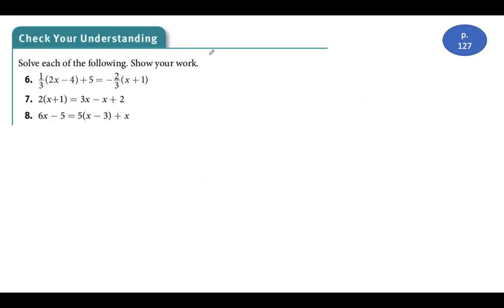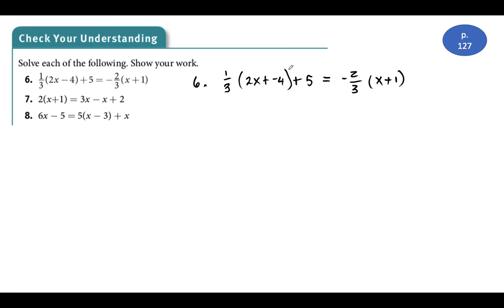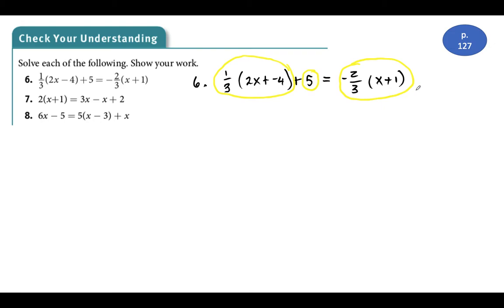All right, let's solve these. Good practice. So problem number 6. We have 1/3 times 2x plus negative 4 plus 5 is equal to negative 2/3 times x plus 1. All right, I've got fractions here, and I'd like to clear those fractions out. Before I clear the fractions out, I'm going to make sure I circle my terms, because I know when I'm clearing out fractions, I have to multiply times every term both sides, which means I had better know how many terms I have. So I have 3 terms, 2 on this side, 1 on that side.